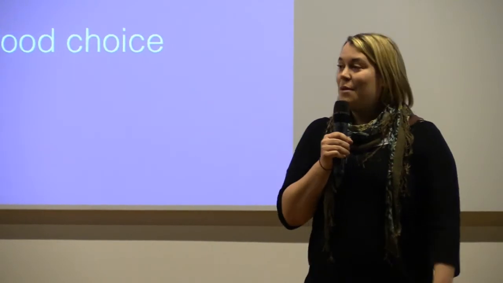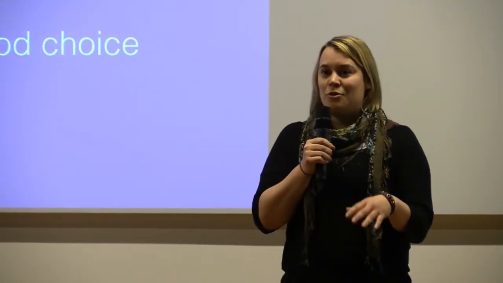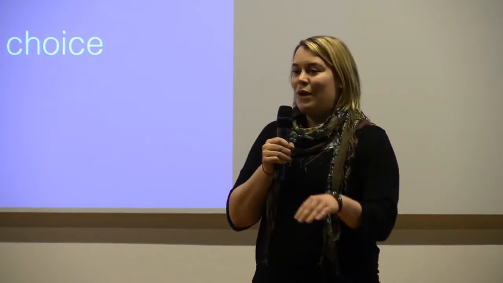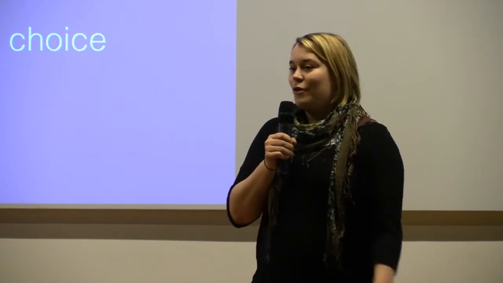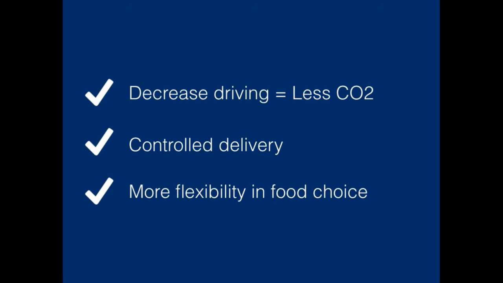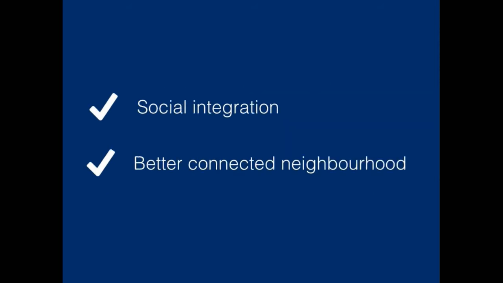The good thing about our solution is that the driving is decreased because the restaurant only needs to go to one place, and the way from the kindergarten to the home is done anyway, so we have less CO2. We have a controlled delivery because with the QR code, the person always knows where the food currently is. We have more flexibility with the food choice, so Ola can choose when she wants to have what food. And the most important part is more social integration, so Ola has a direct connection to her neighborhood. Thanks.